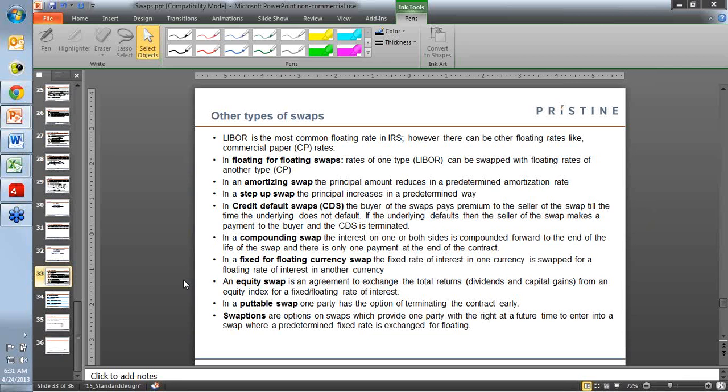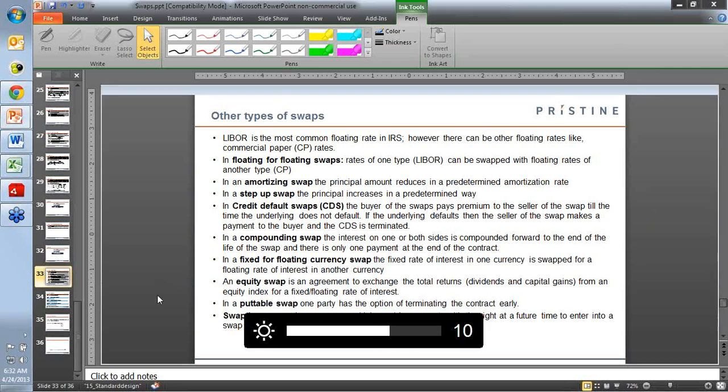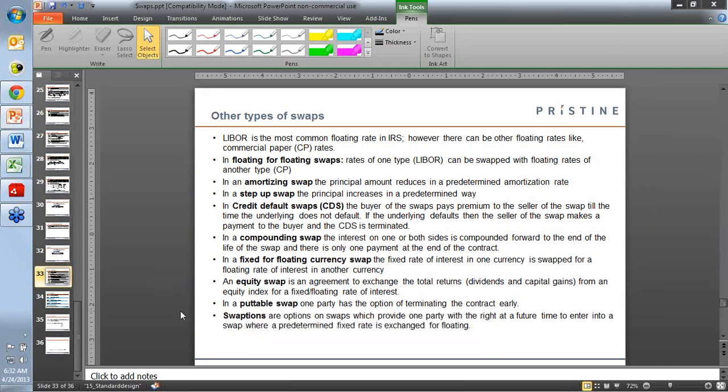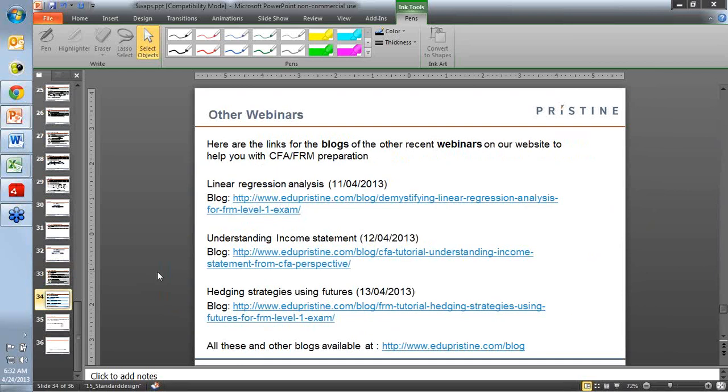Next we have swaptions. So swaption is a hybrid of an option and a swap. So it's basically an option on swap which provides one person with the right at a future time to enter into a swap where a predetermined fixed rate is exchanged for floating. So basically swaption will give you an option to enter into a swap at a future time. So based on the market position at that time and your personal inclination, you can either choose to enter into the swap, or you can choose to not exercise the option and not enter into the swap.